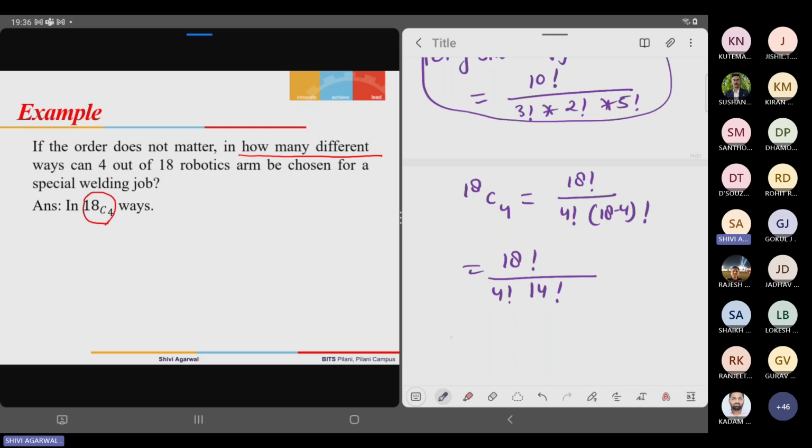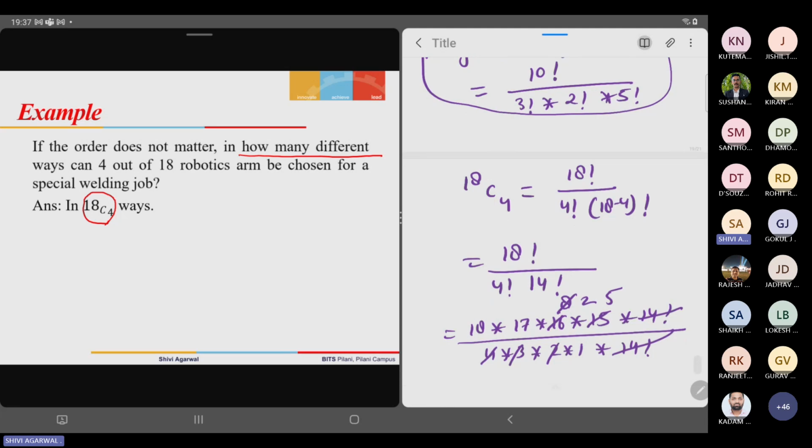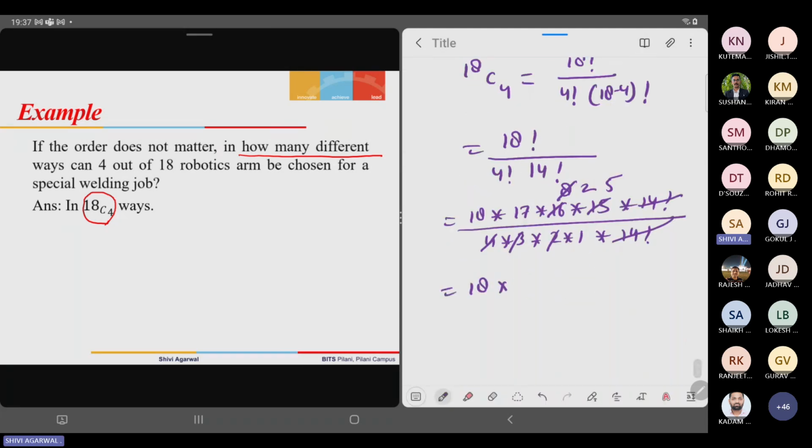And you can find out like this one, 18 multiplied by 17 multiplied by 16 multiplied by 15 multiplied by 14 factorial, and here it is 4 multiplied by 3 multiplied by 2 multiplied by 1 multiplied by 14 factorial. They are cancelled out. You can also simplify it. 2 is cancelled out with this 8, and 3 is cancelled out with this 15. 4 is cancelled out by 2. So we are getting finally 18 multiplied by 17 multiplied by 2 multiplied by 5. That is the easiest way to calculate the combination.